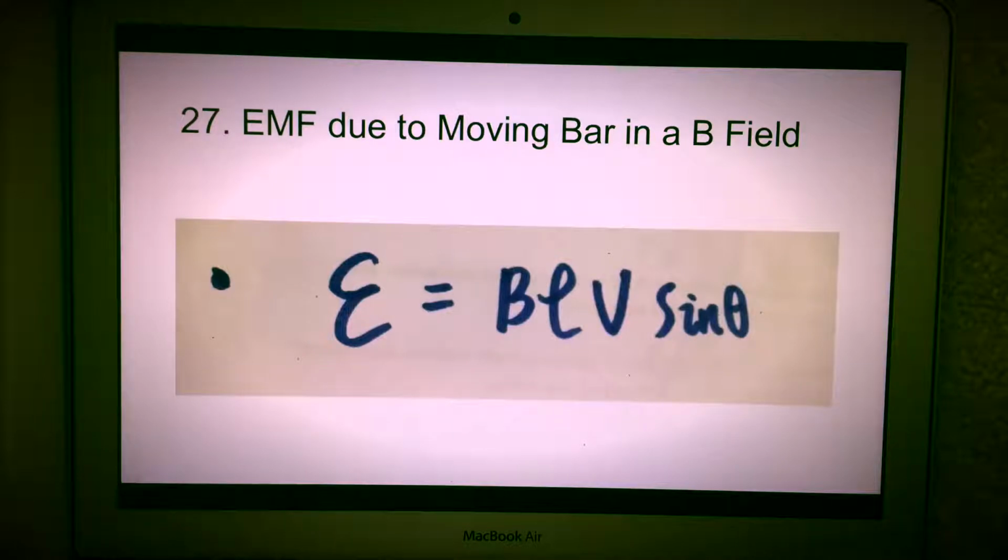EMF due to a moving bar in a B field. When a bar is moving uniformly in a magnetic field, we are going to use this formula: EMF equals BLV sine theta. B is the magnetic field, L is the length of the bar, and V is the moving velocity of the bar. And theta is the angle between B and V when you move the bar in the magnetic field.